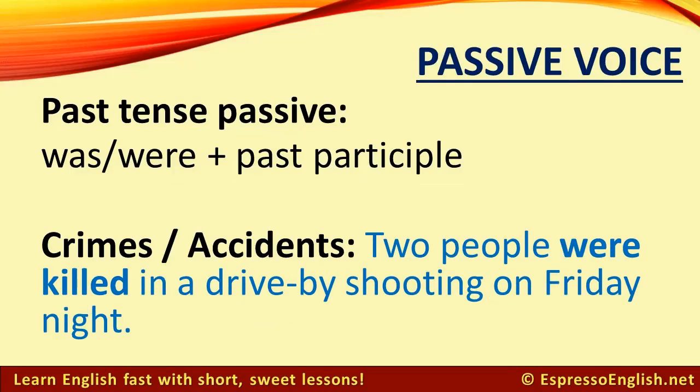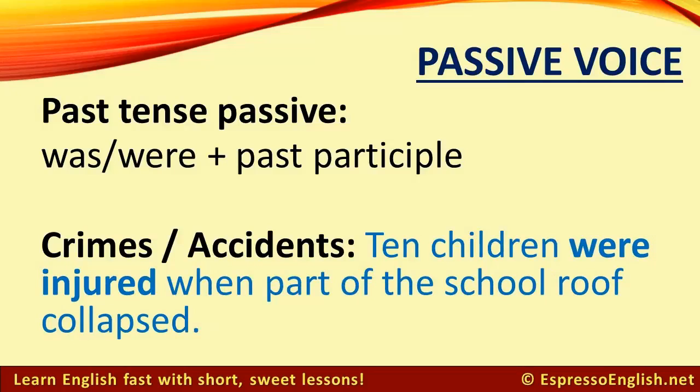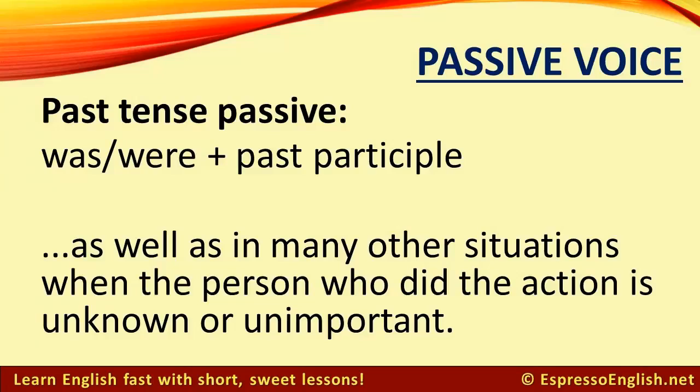As well as crimes and accidents. For example, 2 people were killed in a drive-by shooting on Friday night. 10 children were injured when part of the school roof collapsed. As well as in many other situations when the person who did the action is unknown or unimportant.